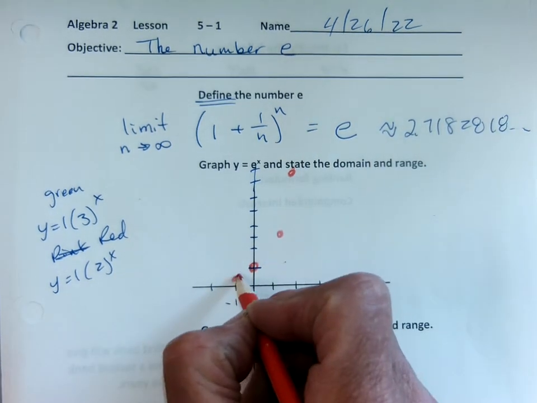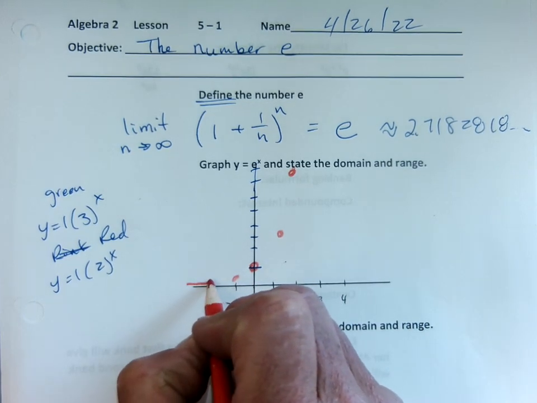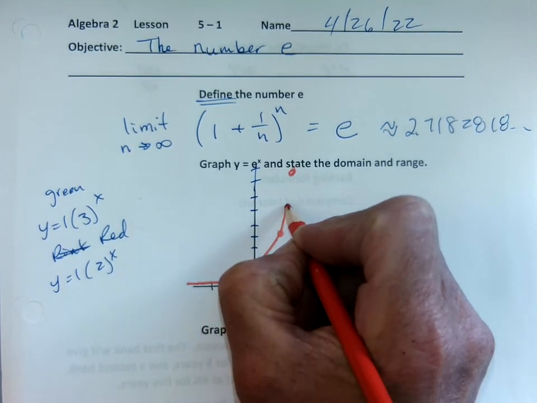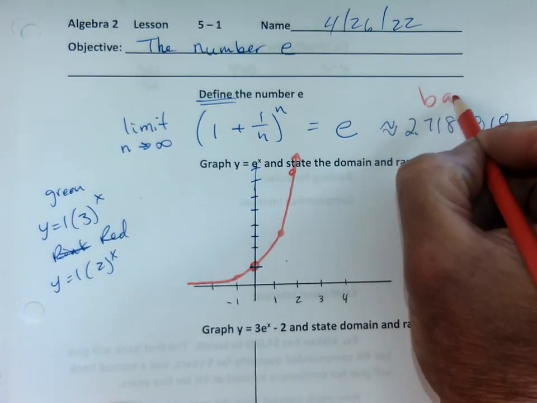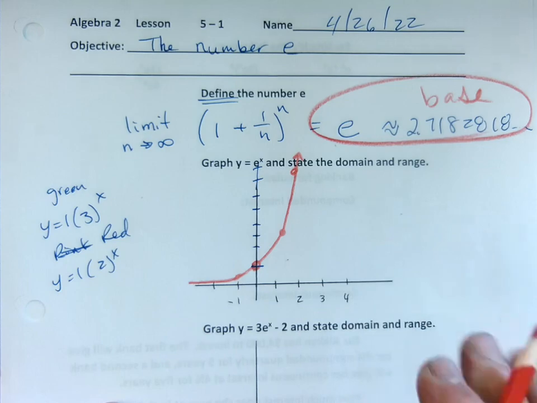Well, it just looks like our Skittle graph, doesn't it? Doesn't this look like our Skittle graph? Except it's a different base. This is my base.